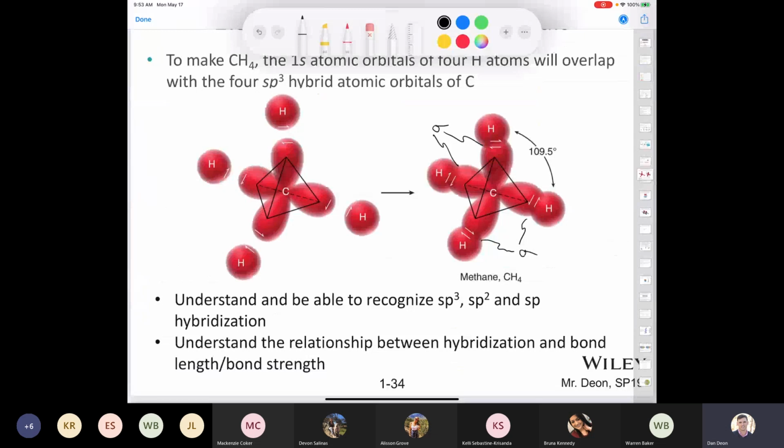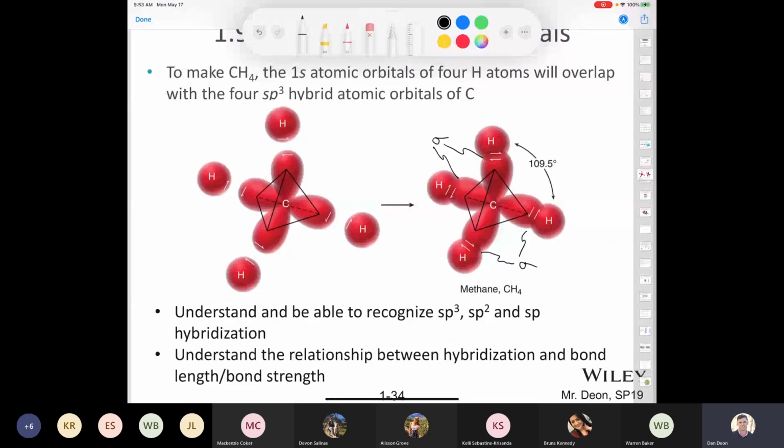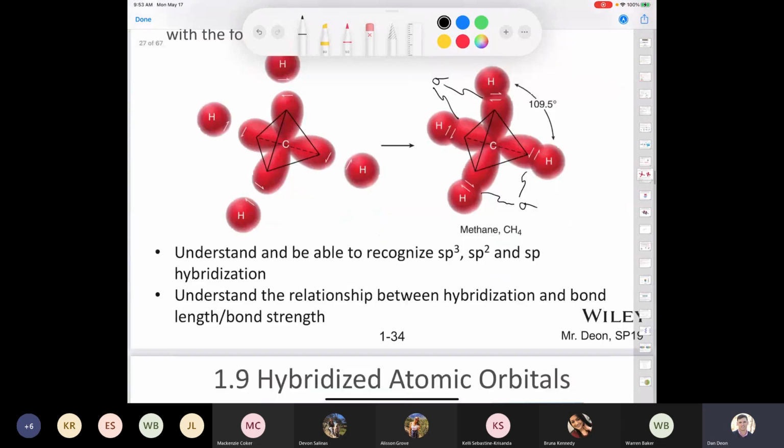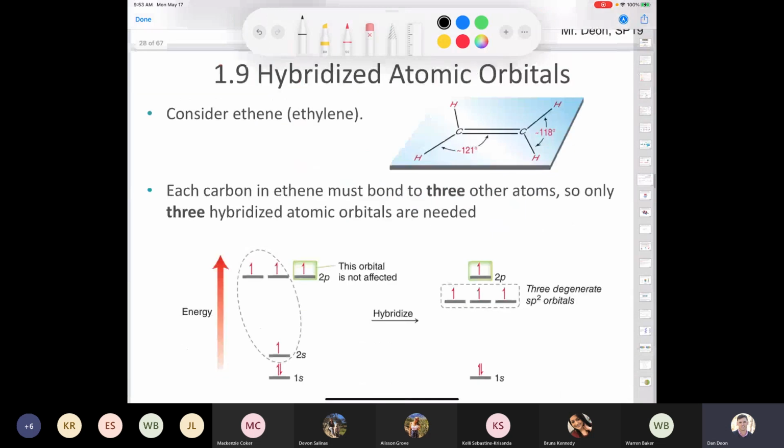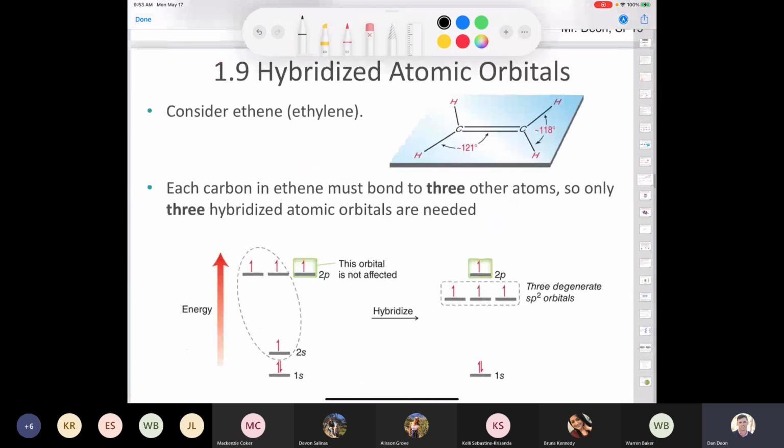You've got to be able to understand and recognize sp3, sp2, and sp hybridization. You've got to understand the relationship between hybridization and bond length and bond strength. Right, that's something that's very important. You probably would have seen that in general chemistry too. And I have a table that summarizes the relationship between hybridization and bond length and bond strength. Before we get into that, though, I want to talk about sp2 hybridization and sp as well, because we're going to look at a lot of carbons that have double bonds and a lot of carbons that have triple bonds.